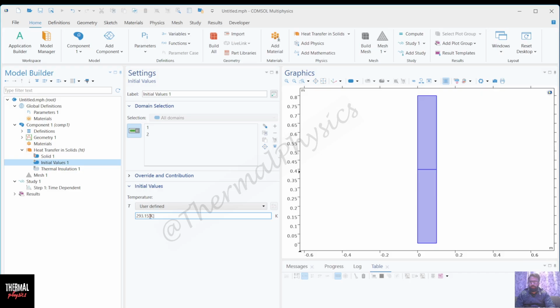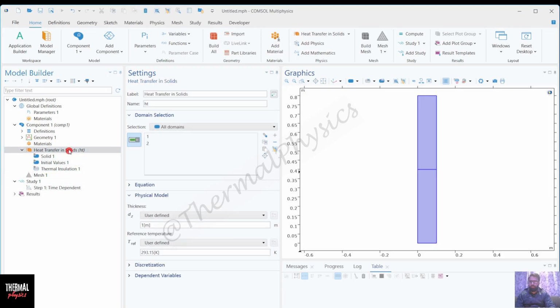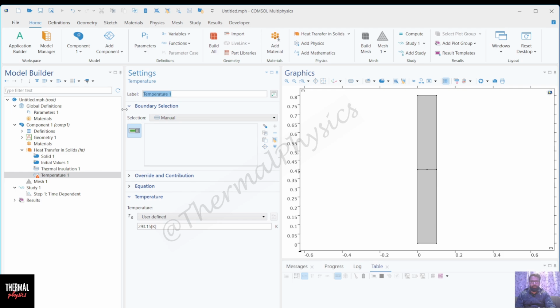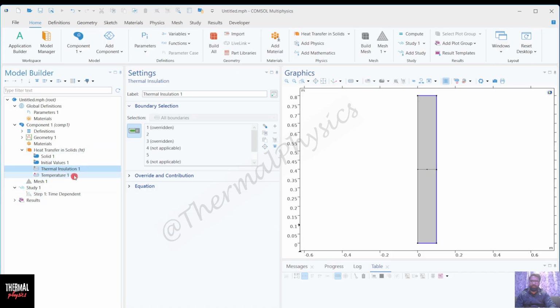Now initially the entire system is at 300 Kelvin, so initial temperature 300. Now the left hand side has to be applied with a temperature boundary condition of 400 Kelvin, and the rest are applied with thermal insulation, which means this end and this end.